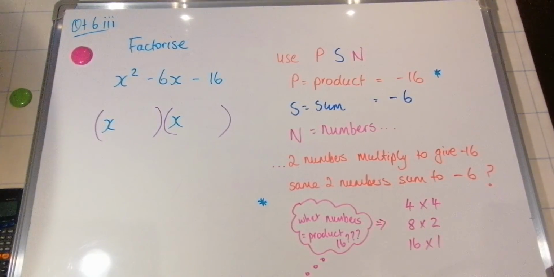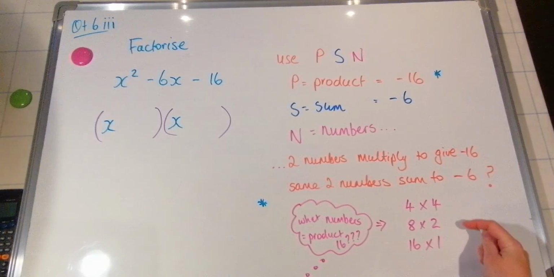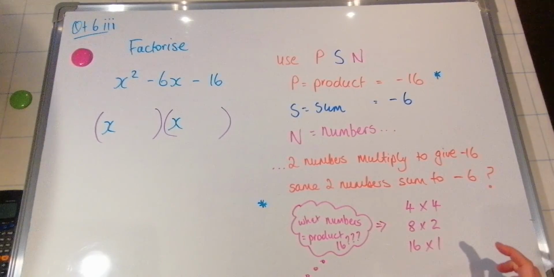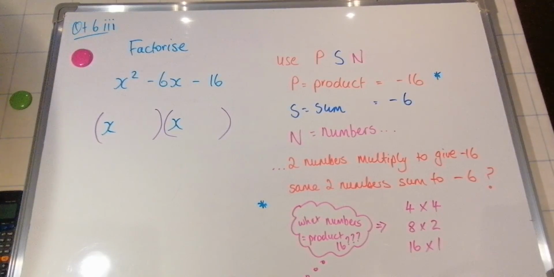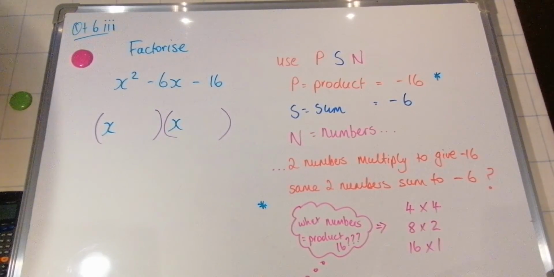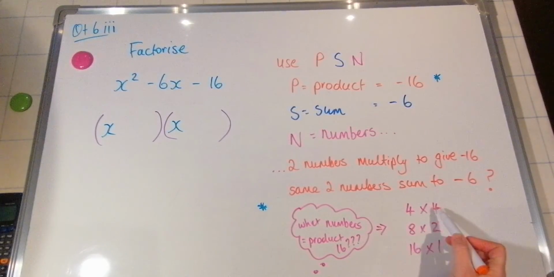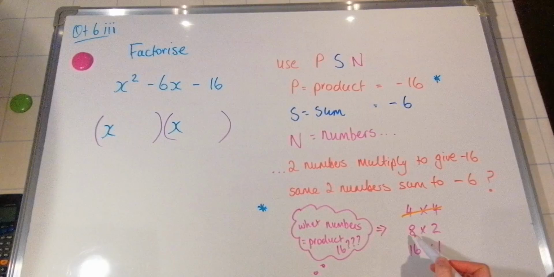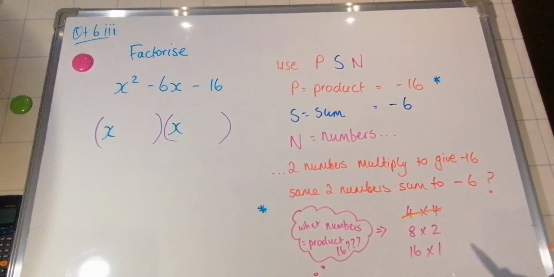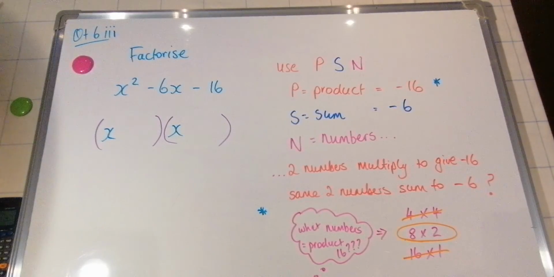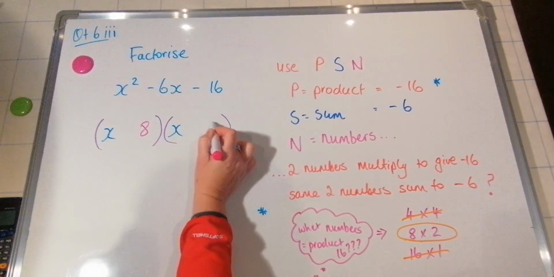So what are my numbers then that will give me a product of 16? What ways make 16? We've got 4 4s, 8 2s and 16 1s. But out of this combination here, there's only one of them that's going to give us a sum of 6, or negative 6 to be more specific. If I was to add or indeed subtract a 4 and a 4, I'm never going to get a 6. With an 8 and a 2, 8 take away 2, I could get a 6 there. 16 and a 1, I'm never going to get a 6. So my two numbers are definitely going to be that 8 and the 2. So I'm just going to go ahead and put an 8 and a 2 on there.